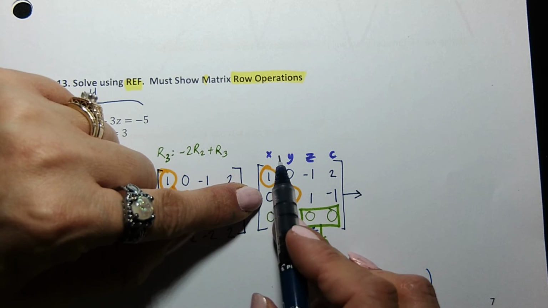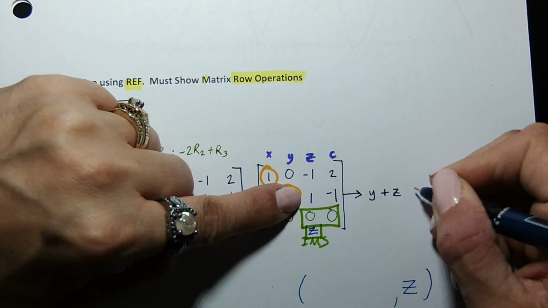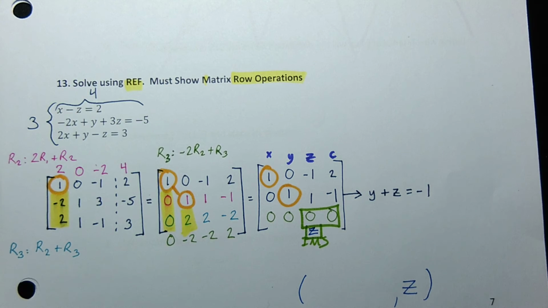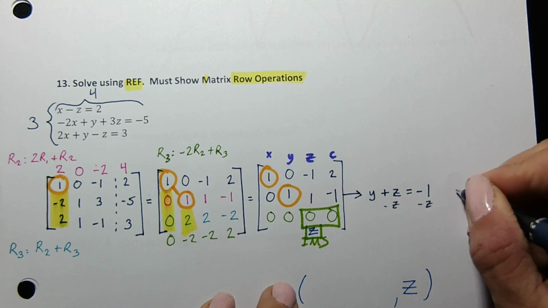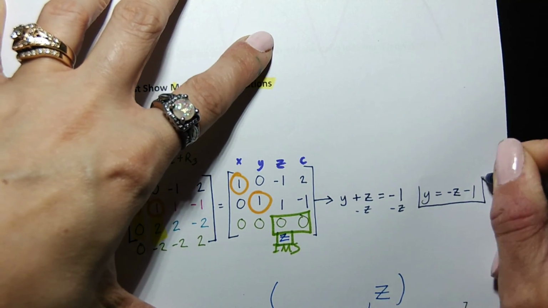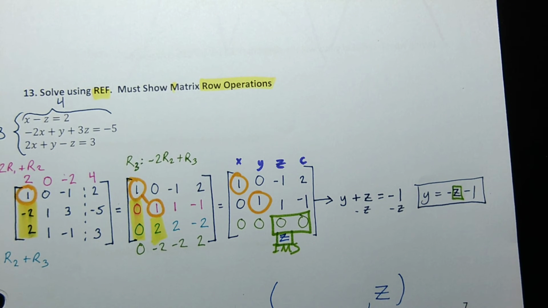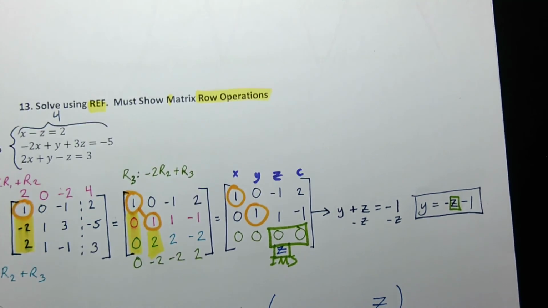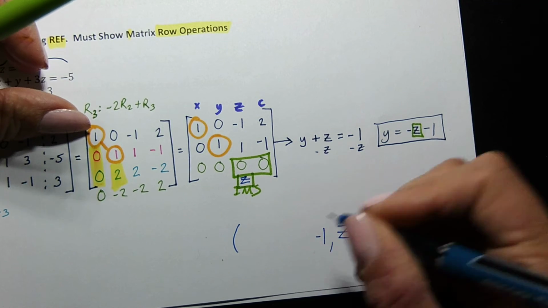This says 0x plus 1y plus 1z equals -1. How do I change this to be an expression for y in terms of z? Subtract that z over, so minus the z, and we get y equals -z minus 1. An expression for y in terms of our reference variable. So I'm going to put that in the y slot. Probably should have given myself a little bit more room in this coordinate. So -1, -z.